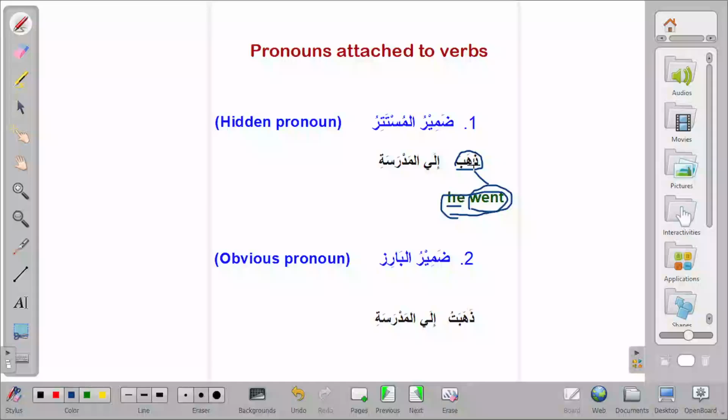So where is the domir? We call it domirul mustatir. And what do we mean by domirul mustatir? Hidden pronoun. The pronoun is hidden, meaning you cannot see it, but we determine or we assume that it is there. I hope that is clear. So when we say mustatir, it's coming from the word satr, okay, satr.